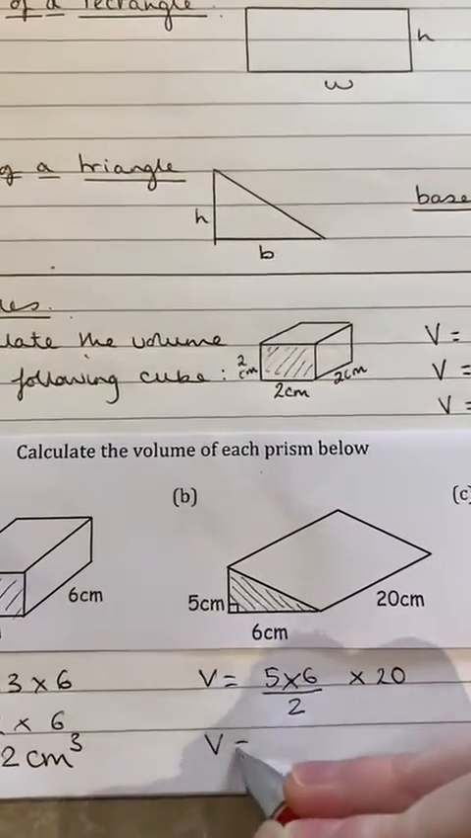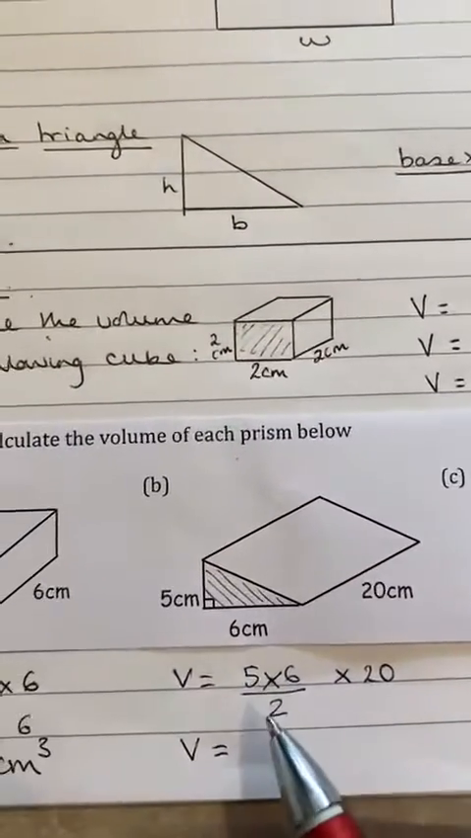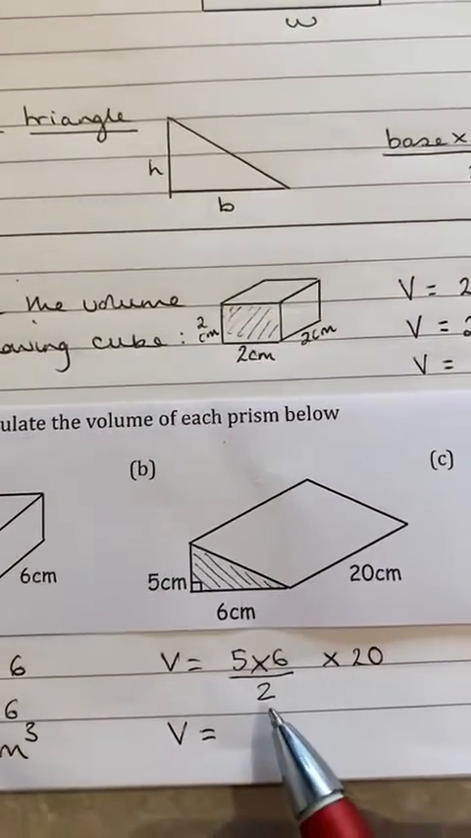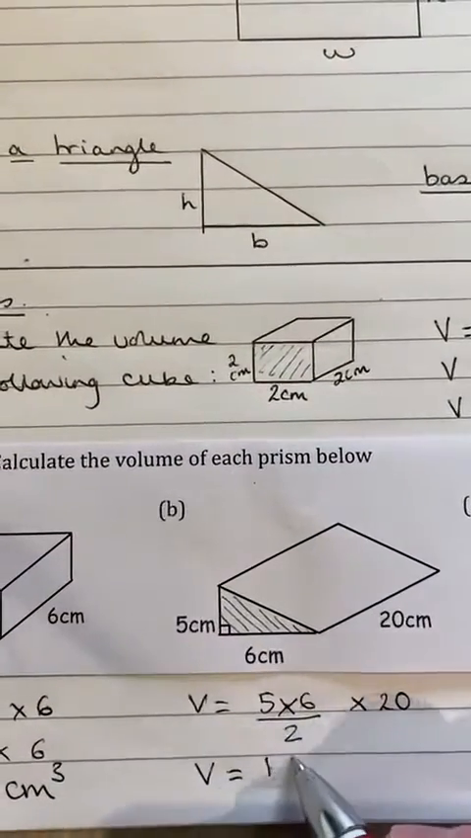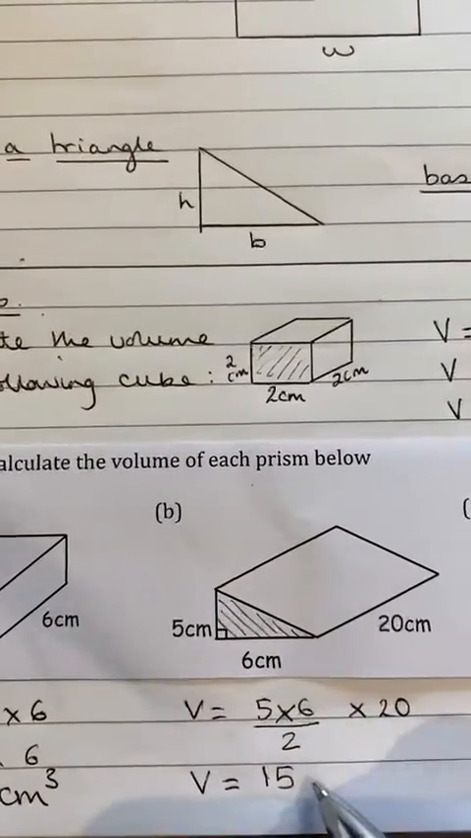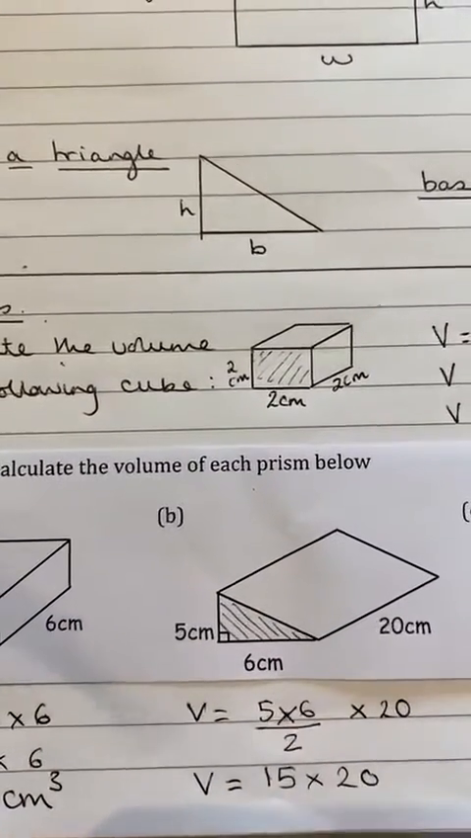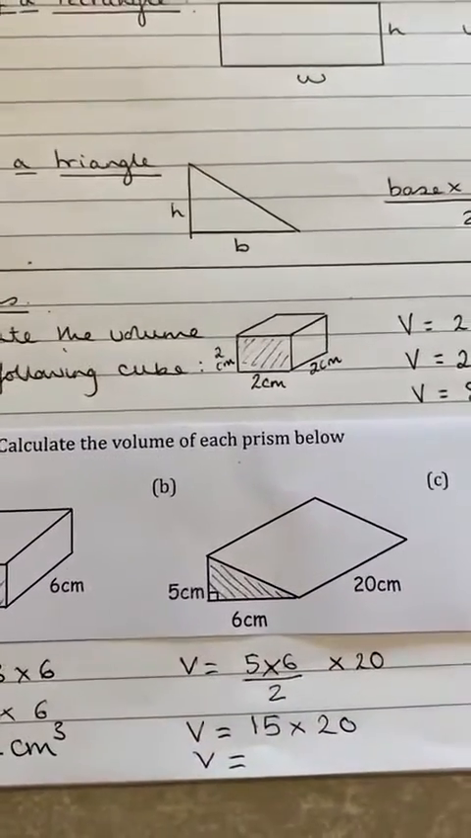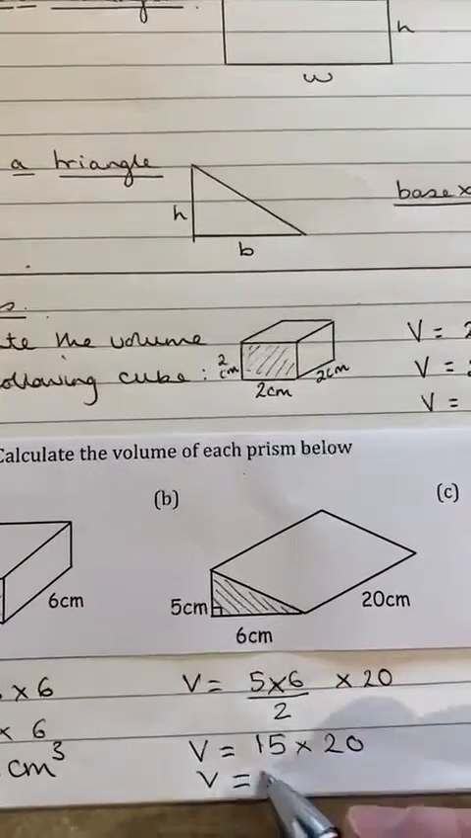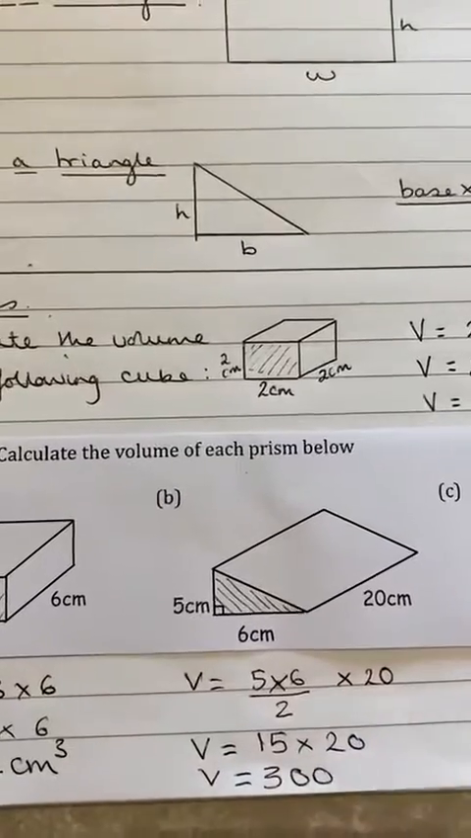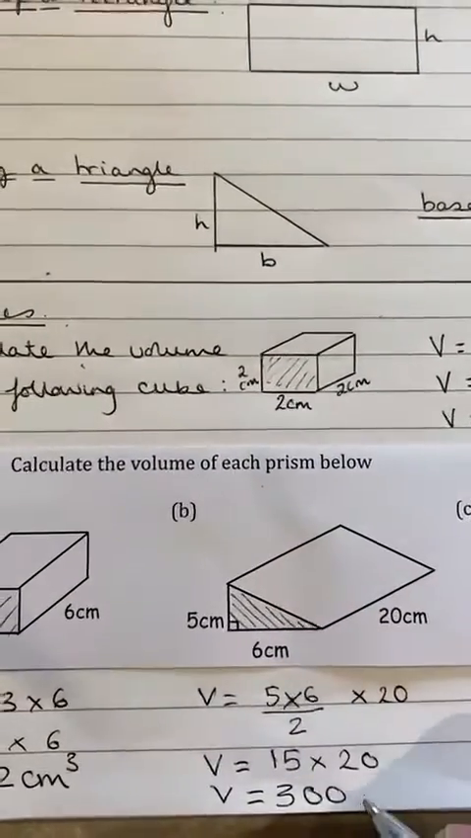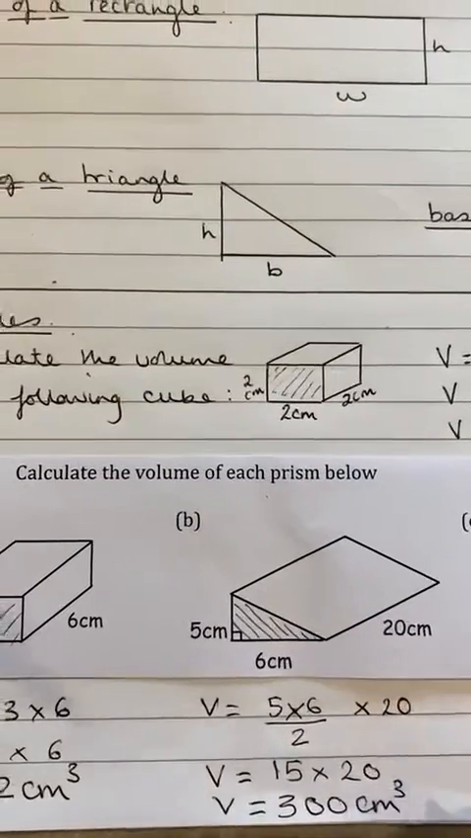I'm going to work out that part here. So 5 times 6 gives me 30. 30 divided by 2 is 15. So that's the area. And then I just times it by the length going back, 20. So 15 times 20 gives me 300. Units, we're still dealing with centimetres, so centimetres cubed.